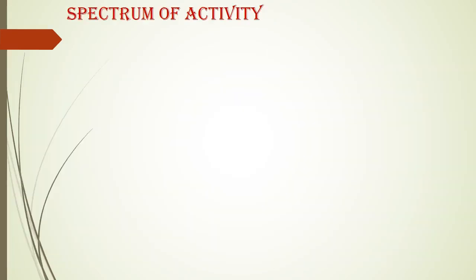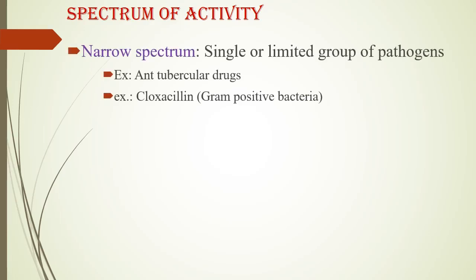Okay, next one is the spectrum of activity. Meaning how broadly it can work, whether this antibiotic can work for a single microorganism, a single bacteria, or for multiple microorganisms. Depending on that, again the antibiotics can be classified. First one is narrow spectrum. This kind of antibiotic is used in case of a single or limited group of pathogens, that means bacteria.